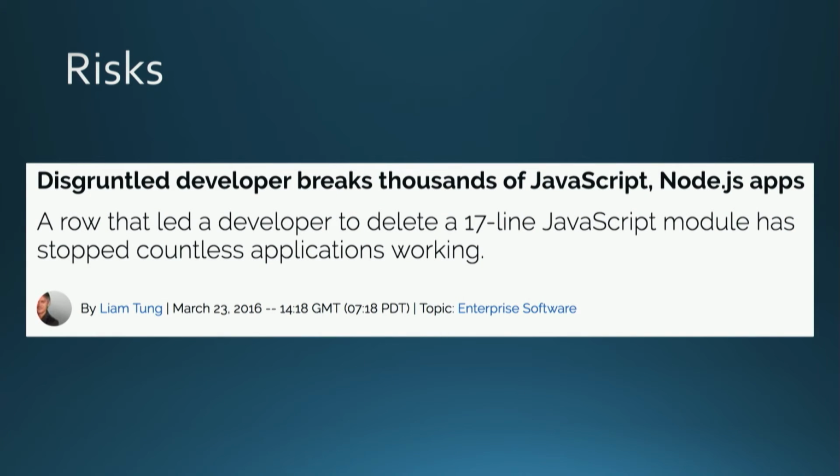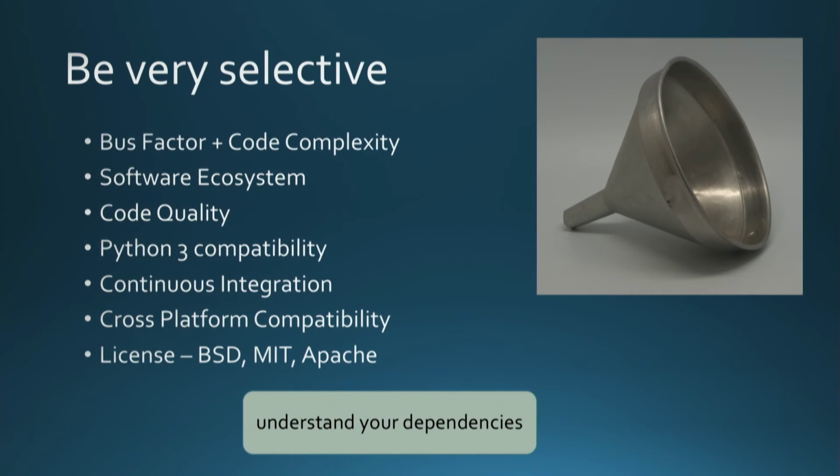There are risks involved. I don't know if you saw this news article last year. Someone unpublished a JavaScript library, 17 lines of code on NPM, and broke a large swath of the internet because people were using it without thinking about why they were using it. So be very selective when you use open technologies.